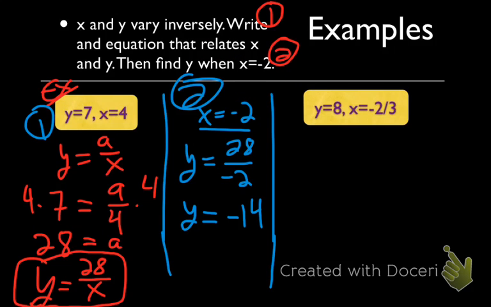Part 1, write the equation. That's what we did here. We said, hey, plug in x and y, go find a. Now I've got an equation. Y equals 28 over x. Beautiful. Now I've got the equation. I can use it for something. Let's use it for when x equals negative 2. So we went over here and said, hey, x equals negative 2. Plug it in. What is y? Oh, negative 14. Magical.